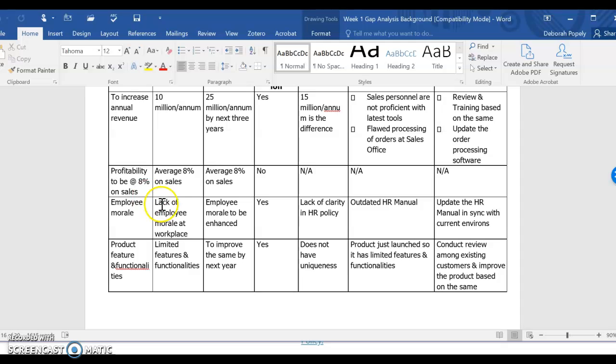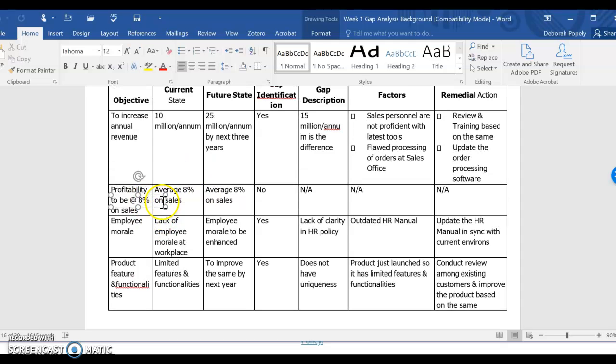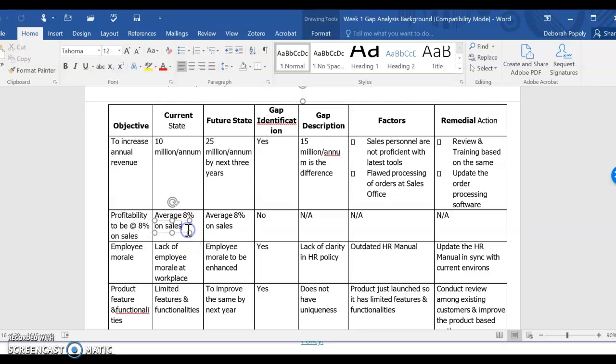Here's another one: profitability. Right now you're averaging 8% on sales, and your future state is 8%. So there's no gap here, so you don't need to do anything.